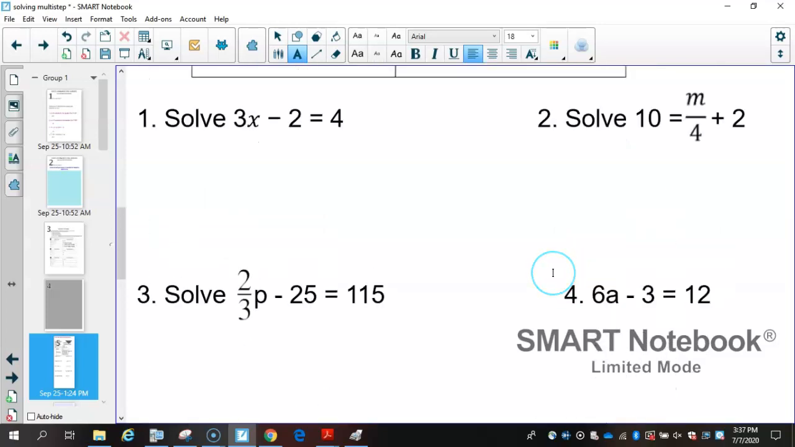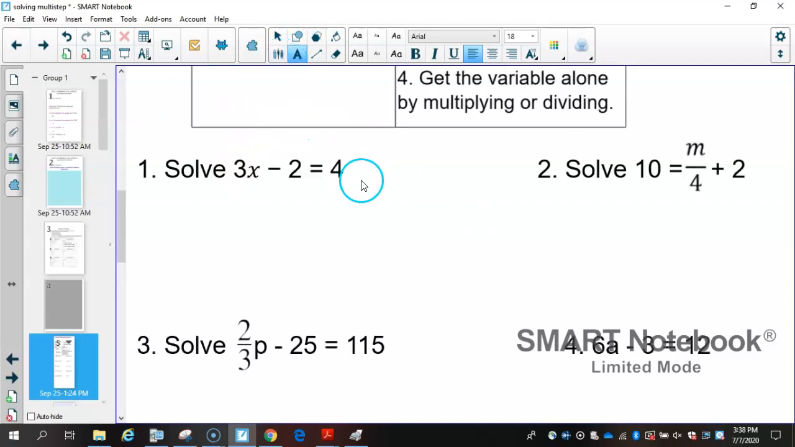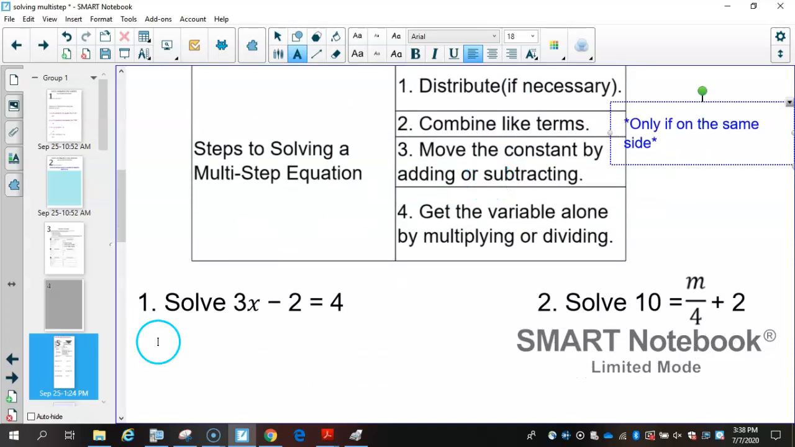We're going to do some of these together, and then the others will be posted on the answer key. So let's start off with this simple one. I'm sorry, a simpler one. In this case, we're following the steps. We don't have anything to distribute. There are no parentheses. On this side, we can't combine either of these terms. On this side, there's only one term, so we can't combine like terms. So number 2 is even not a necessary step sometimes.